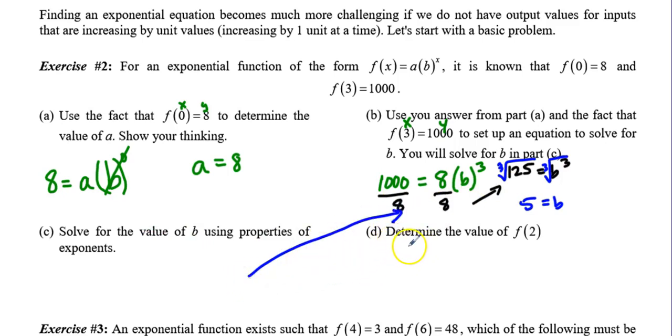And finally, determine the value of f of 2. We know this function f of x we've already found is a, which is 8, times b, which is 5, to the x power. Let's go ahead and find out f of 2. So f of 2 would simply be substituting in 2 for x. That's mental math: 5 squared is 25, and 25 times 8 would be 200.